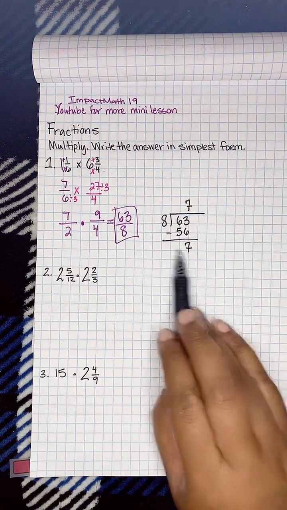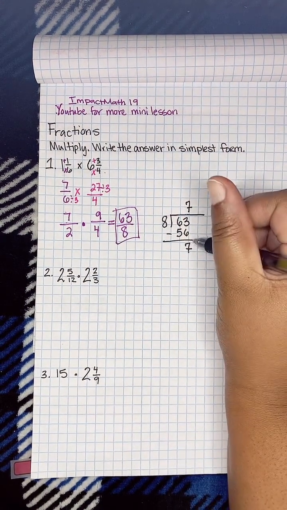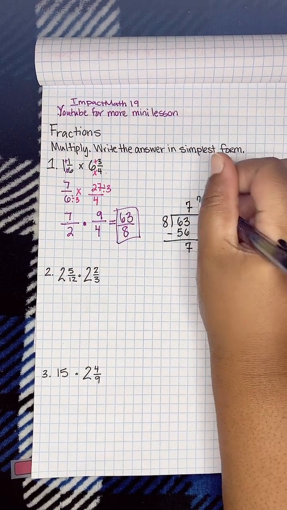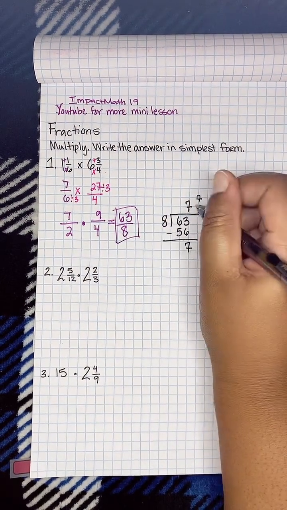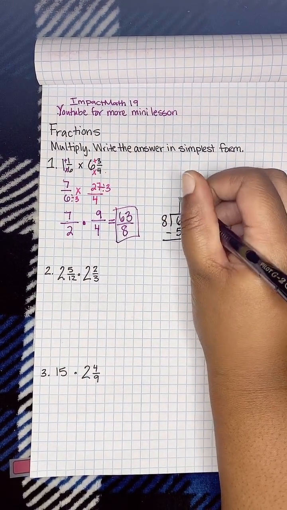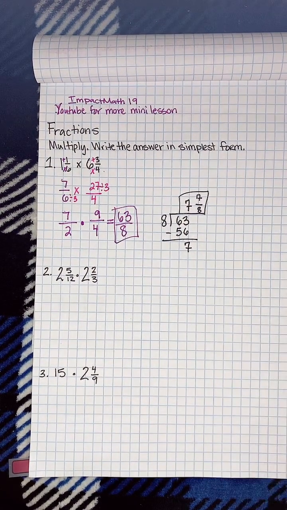So now how we write this as a mixed number is our remainder goes on top, and what we divide by goes on the bottom. So our answer is going to be 7 7/8. Yep, Brenda, wonderful.